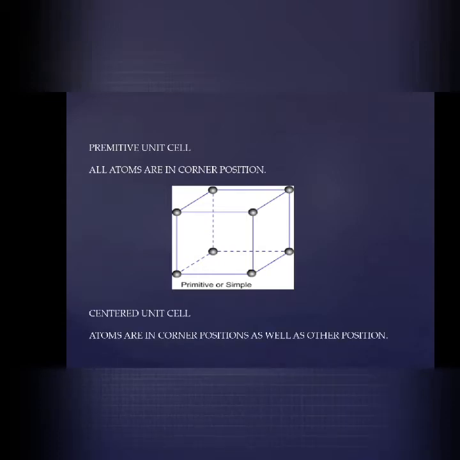The second one is the centered unit cell. In the case of a centered unit cell, atoms are in the corner positions as well as in other positions, and according to their positions there are four types of centered unit cells. The first is the face centered unit cell. The face of a unit cell is mainly the surface of a unit cell.